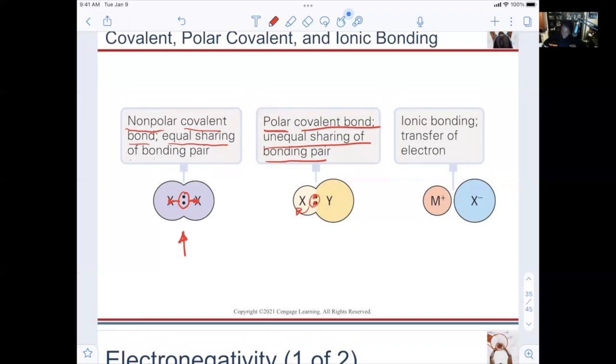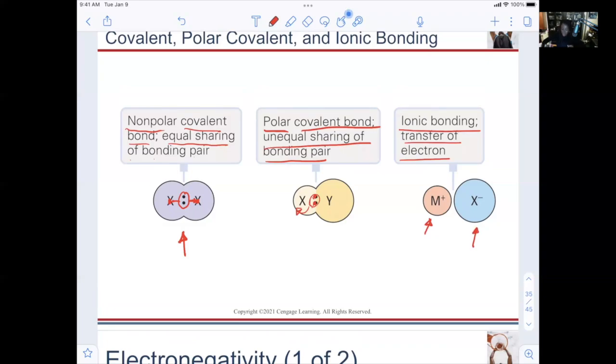Then over here, we have quite a different picture. In this picture here, we don't have the same combination. We don't have X and Y. This is a different combination completely. We have M and X. In this case, they're actually showing you the ionic bonding transfer of electrons. So in this situation, M actually represents a metal, and this metal already lost electrons. And then X represents a nonmetal, and the nonmetal took electrons.